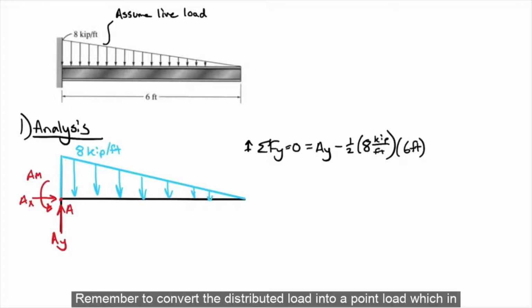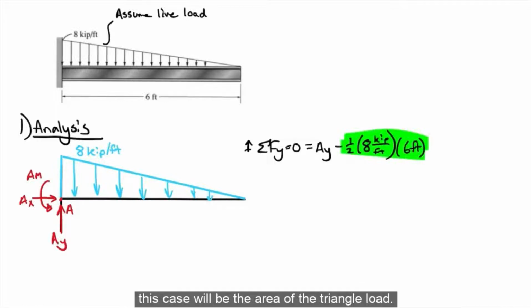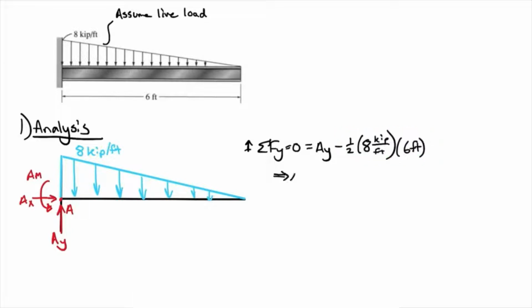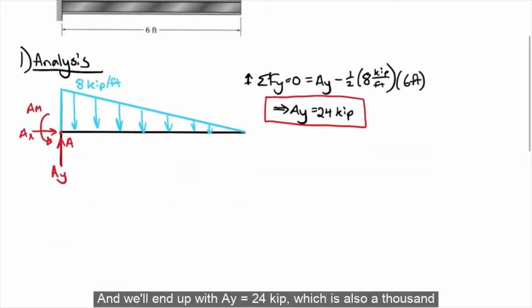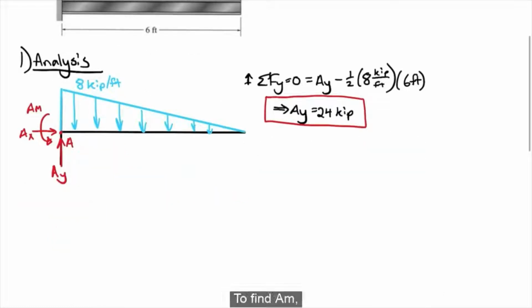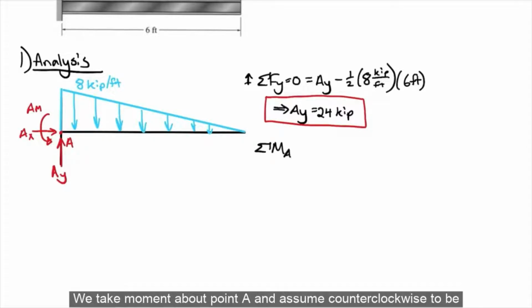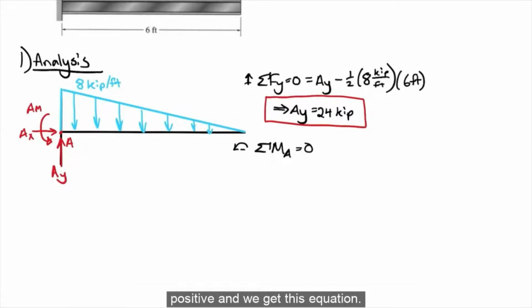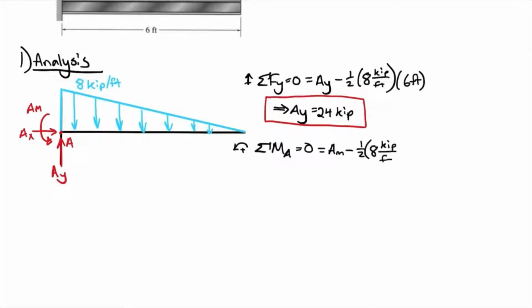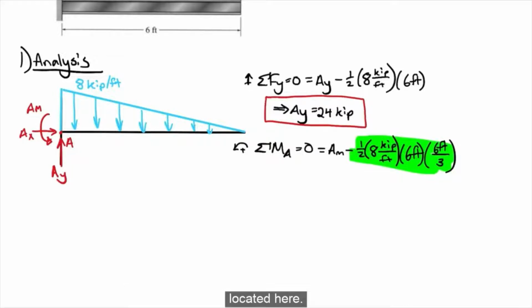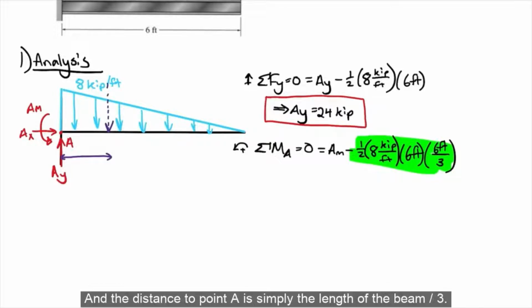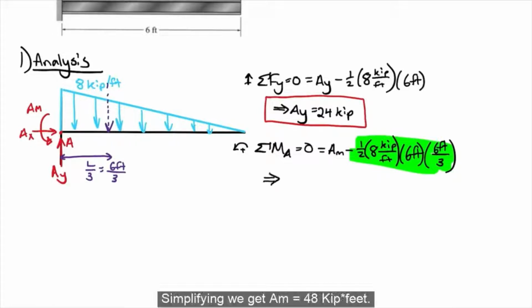Remember to convert the distributed load into a point load, which in this case would be the area of the triangle load. And we'll end up with AY equals 24 kip, which is also 1,000 pounds force. To find AM, we take moment about point A and assume counterclockwise to be positive, and we get this equation. This is simply the point load of the triangular load, which is located here, and the distance to point A is simply the length of the beam divided by 3. Simplifying, we get AM equals 48 kip feet.